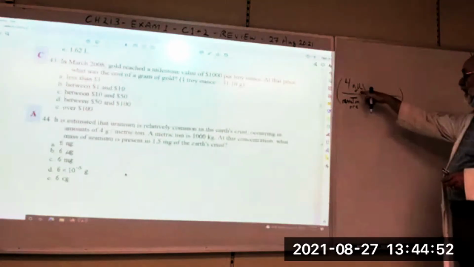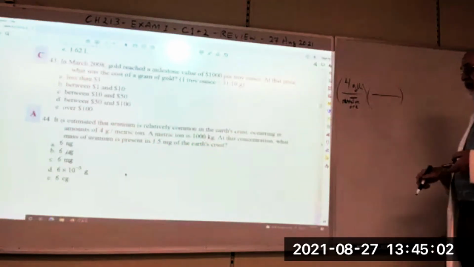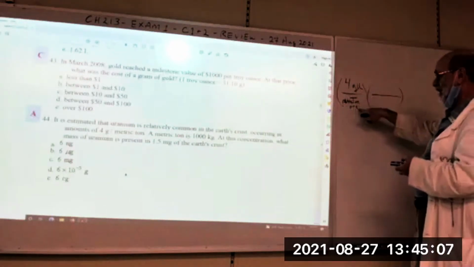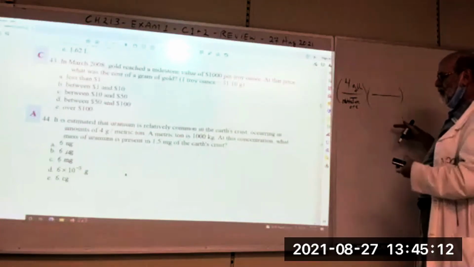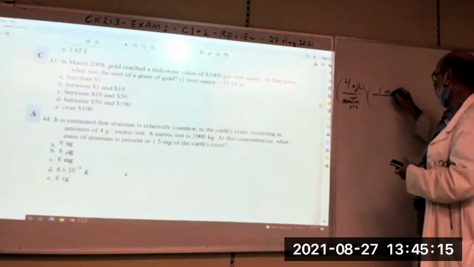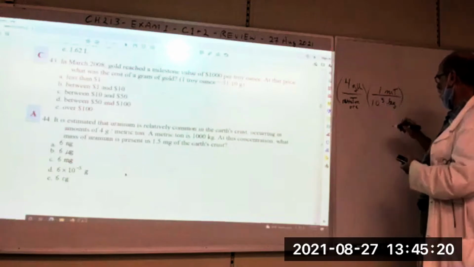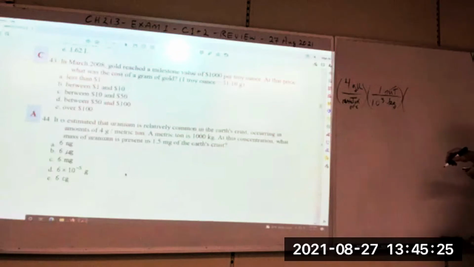So if we're going to convert grams into, well, actually, let's convert Earth's crust. A metric ton is how many milligrams of Earth's crust? So metric ton is 1,000 kilograms per metric ton. 1,000 kilograms. Okay, that takes care of that one. And then 1.5 milligrams of Earth crust.